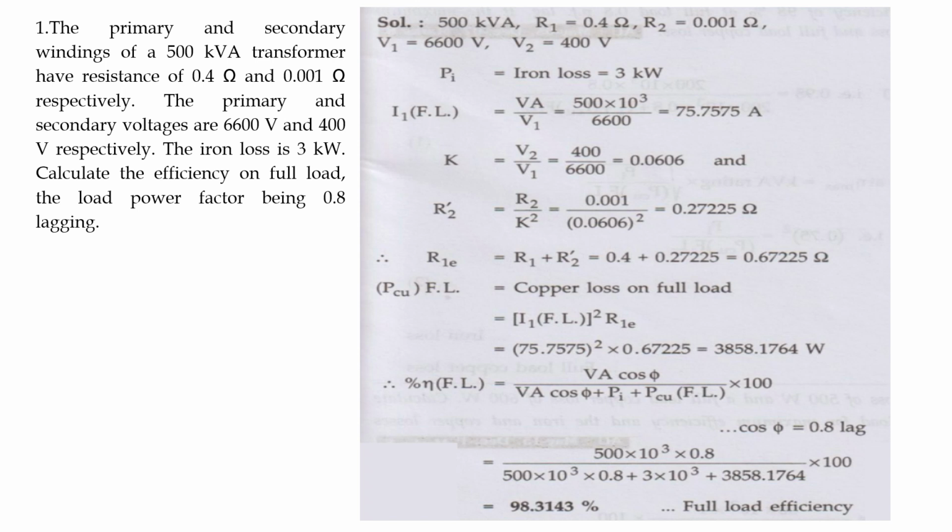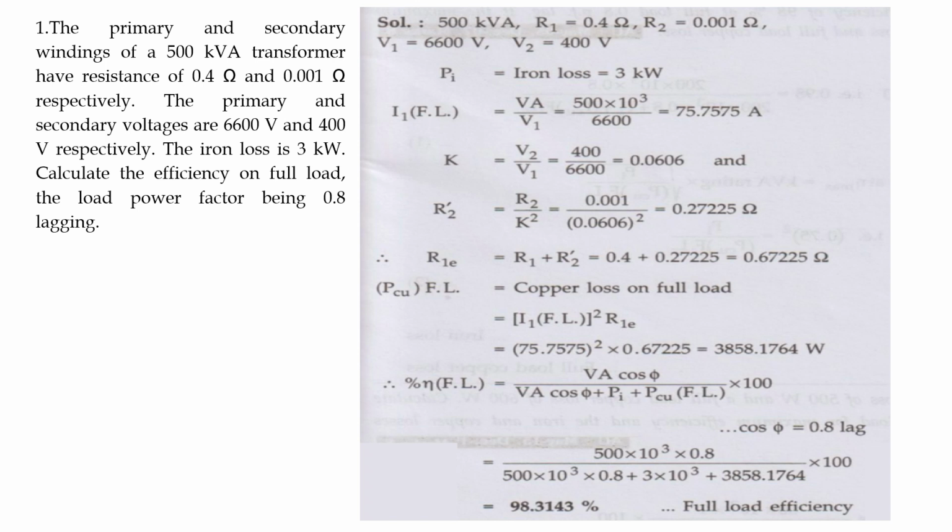Today we are going to solve a transformer problem. The primary and the secondary windings of a 500 kVA transformer have a resistance of 0.4 ohm and 0.001 ohm respectively. The primary and secondary voltages are 6600 volt and 400 volt respectively. Along with the given data, iron losses are given. So we need to calculate the efficiency on full load, with the load power factor being 0.8 lagging.